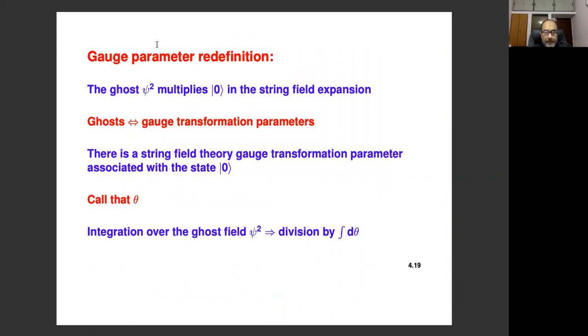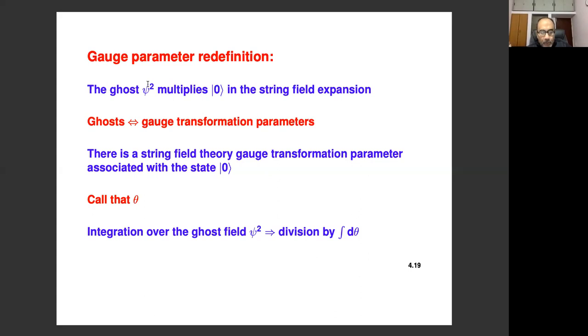This is the final step, and that's the redefinition of the gauge parameter. Let me remind you what the issue was. We had a ghost field psi2 that multiplied the vacuum in the expansion of the string field. After the manipulations that we did yesterday, we are supposed to do an integration over psi2. But psi2, of course, is Grassmann odd, so naively the integral will vanish.